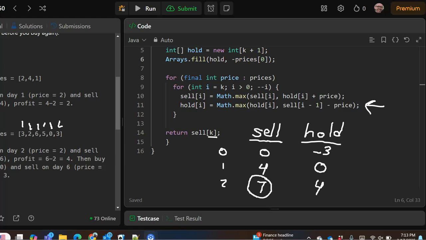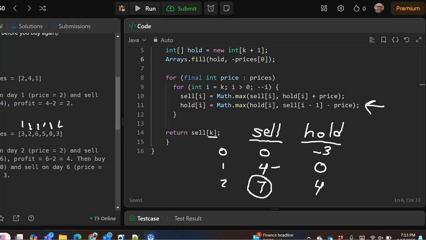Anything else I wanted to say about this? No. Yeah, actually, I do want to recap it one more time because I think it was pretty clear how we got the first 4 here when we bought at 2 and sold at 6.